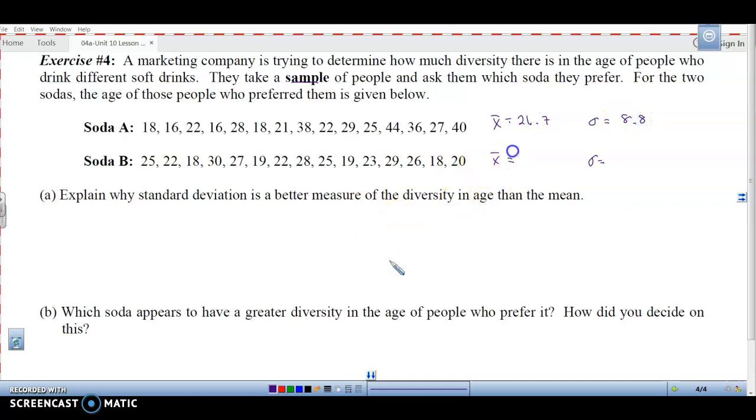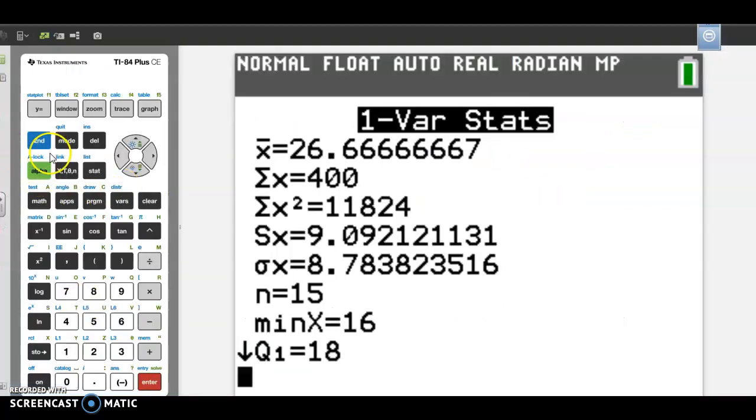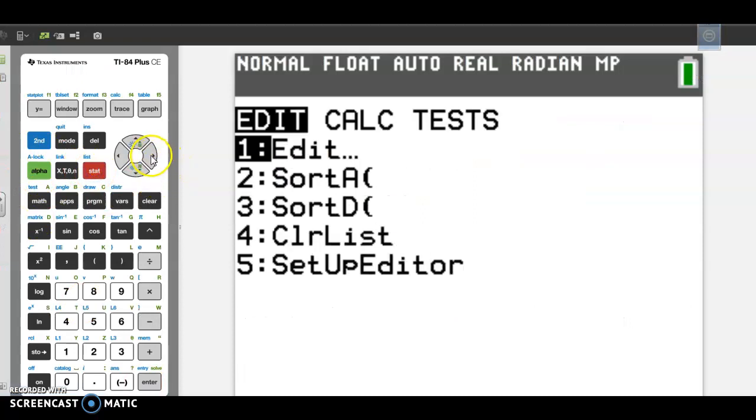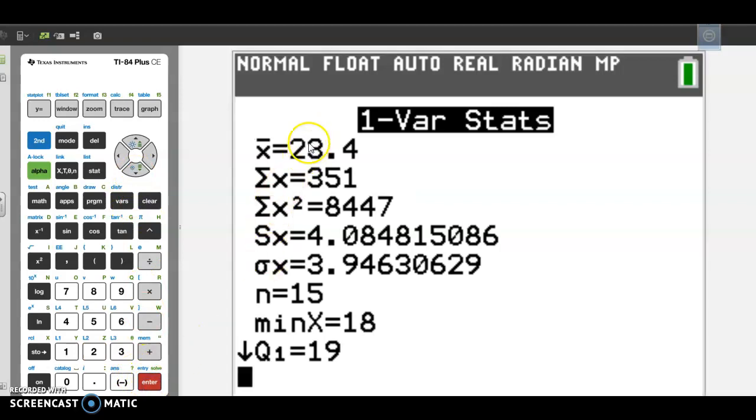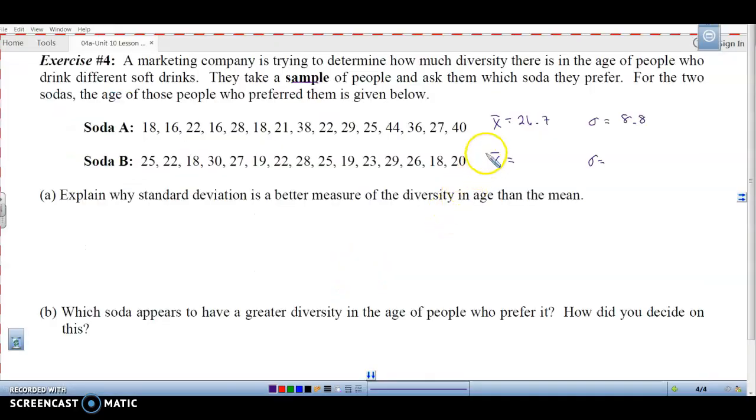All right, for my second group, stat, calc, I'm doing var stats, but this time I'm doing L2, second group, and I want to calculate, enter. My mean is 23.4, and my standard deviation is this one right here, 3.9.